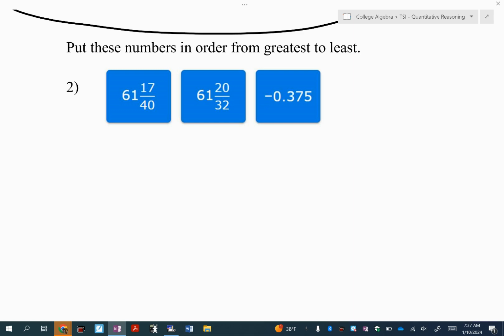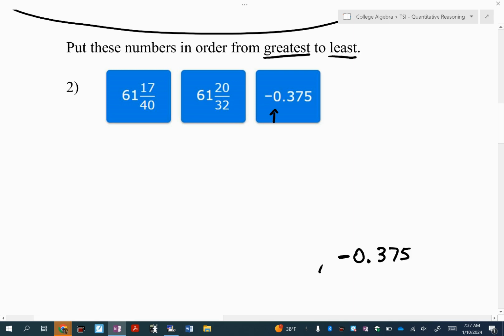All right. Put these numbers in order from greatest to least. Again, what do you notice about one of the numbers? One of the numbers is negative, right? This one is negative, so it's going to be my least number, my lowest number. That's going to be my last one.